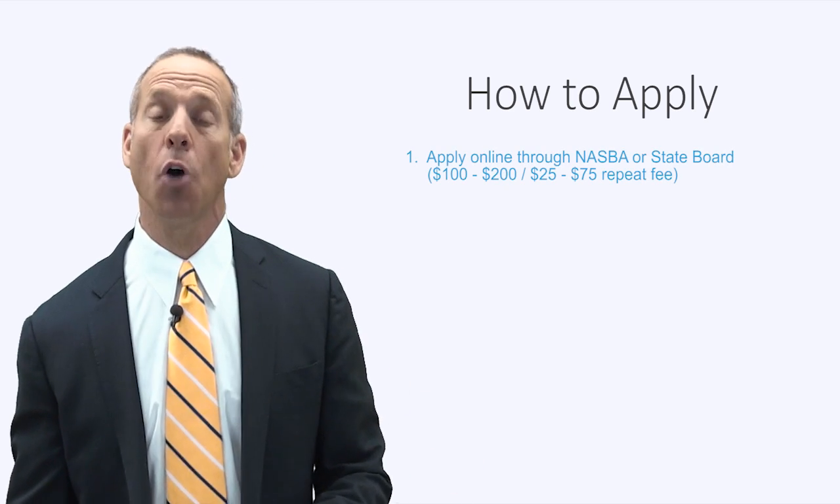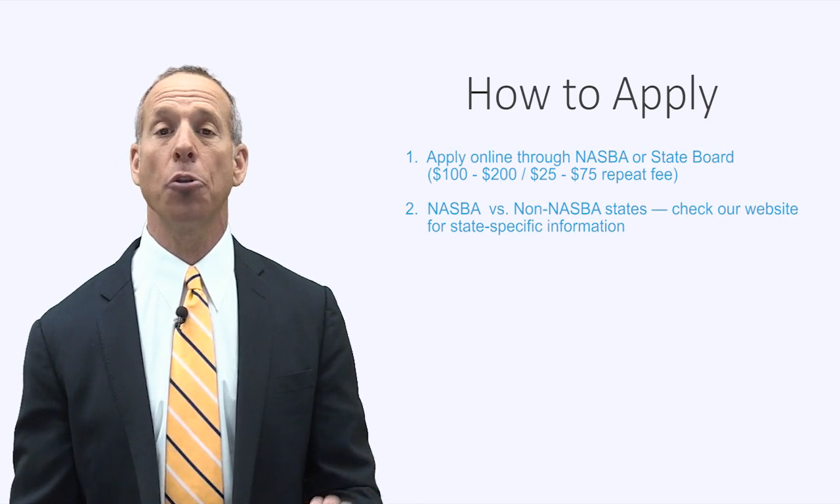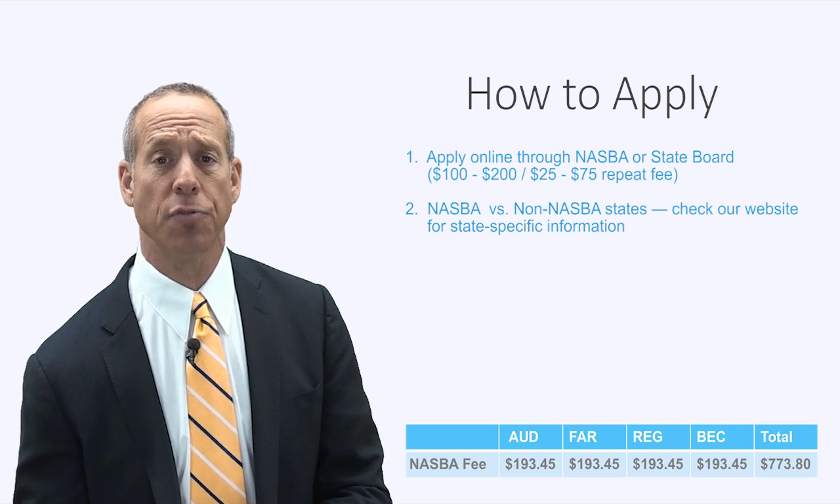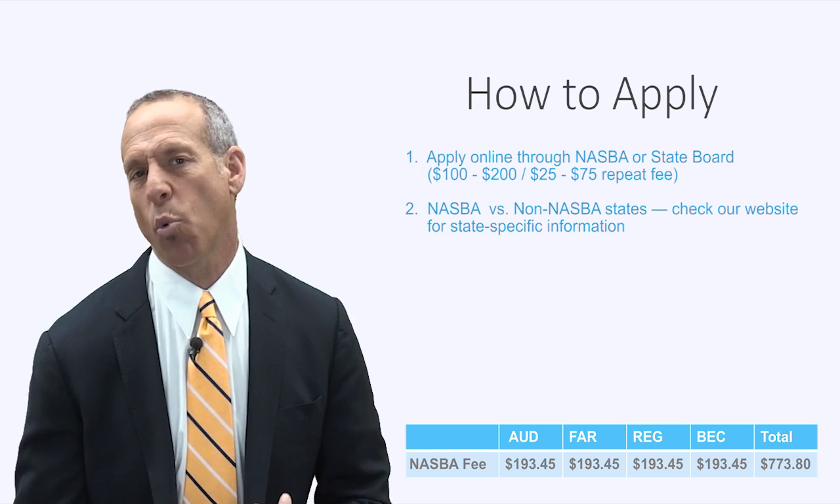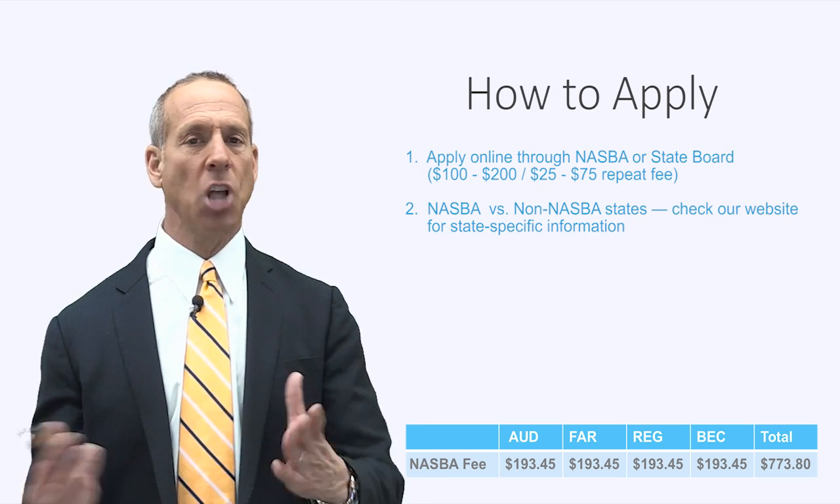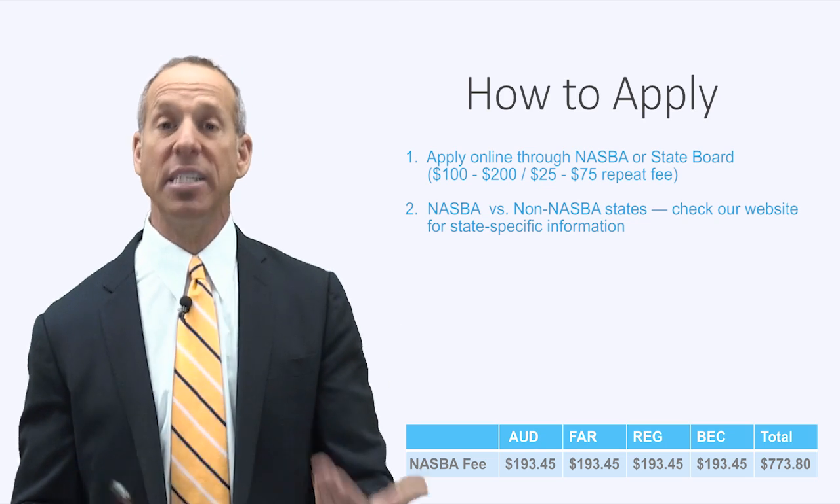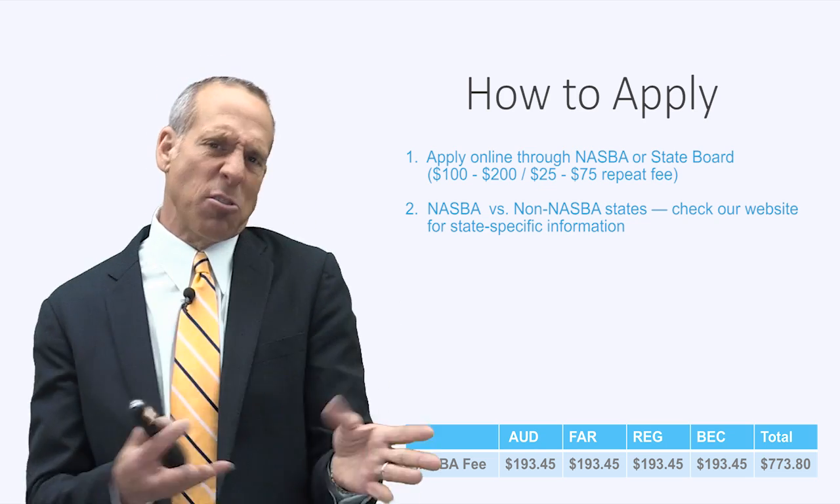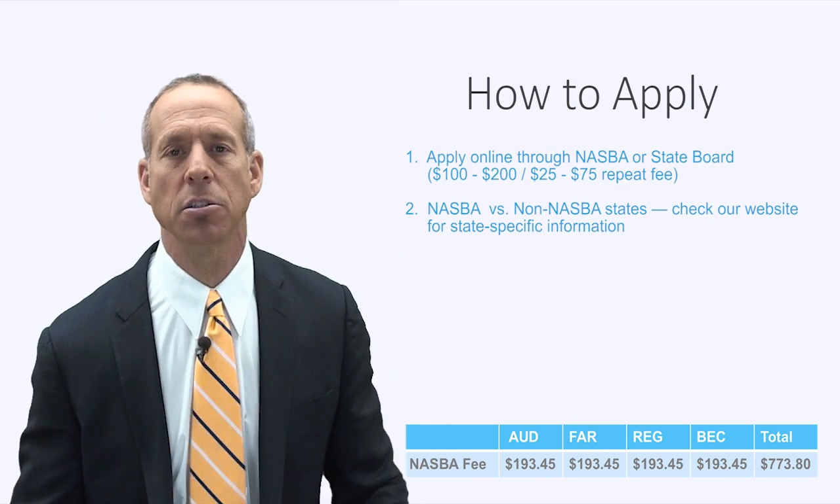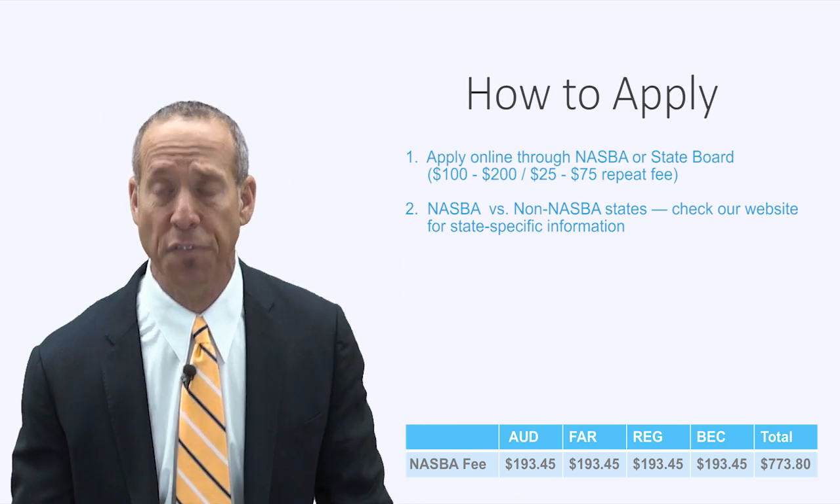How do I apply for the exam? In many states, you can go through NASBA. In some states, you go through the State Board of Accountancy. To apply, it's usually about $100 to $200 for the first time and about $25 to $75 for a repeat. Now, we suggest don't sign up for all 4 right away, but maybe sign up for 2 parts, and they're about $200 a piece, let's say. So you sign up, pay your $100 to $200 application fee.